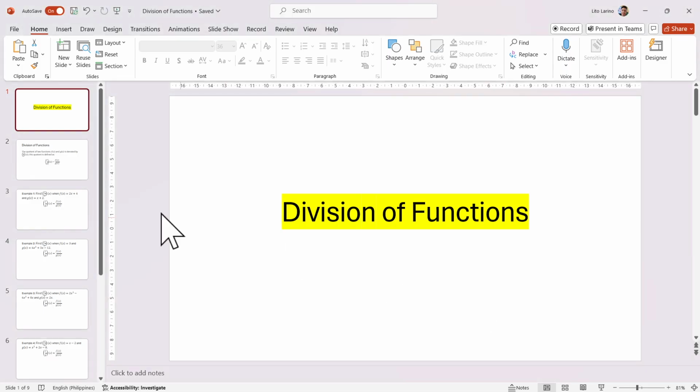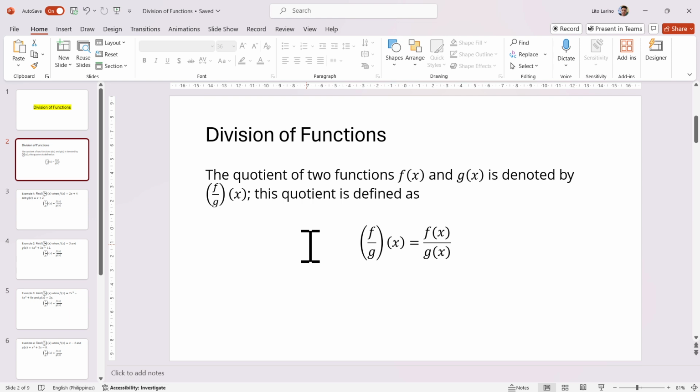Division of functions. The quotient of two functions f of x and g of x is denoted by f over g of x, and this quotient is defined as f over g of x is equal to f of x over g of x. This means if we are asked to divide functions, we simply divide the two expressions.